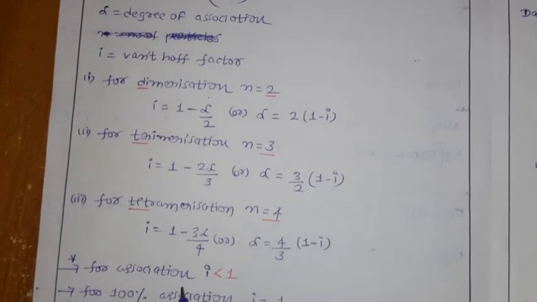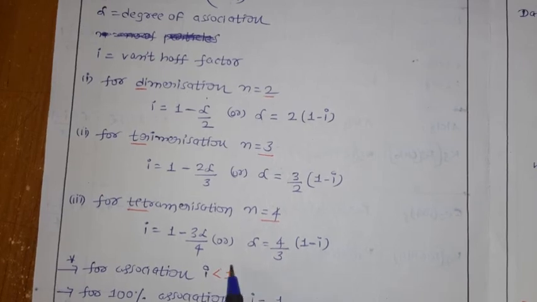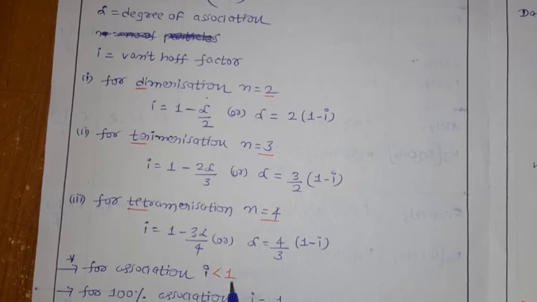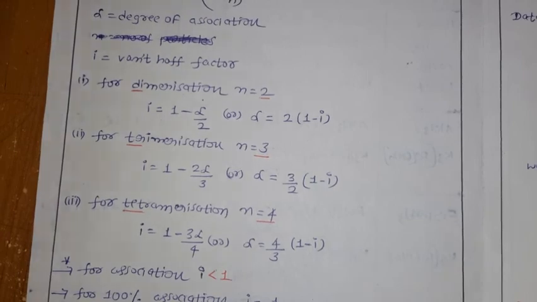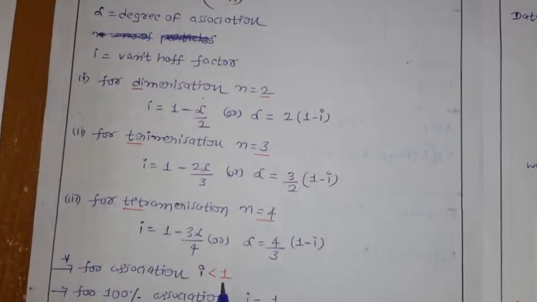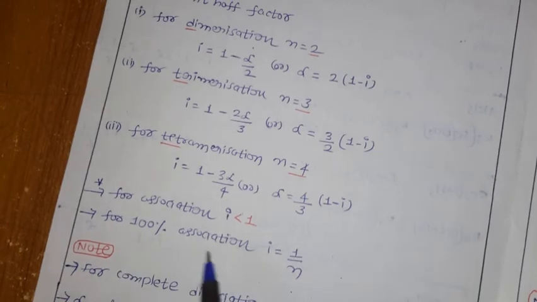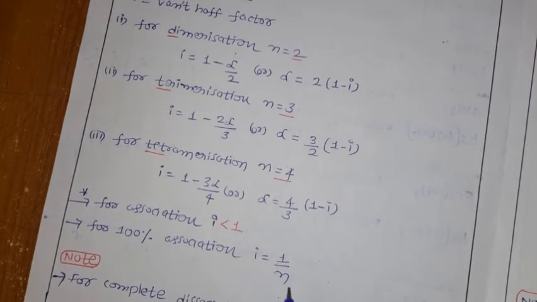So here for association, what happened? The i value is less than 1. For 100% association, the i value is 1 by n. Already we discussed, my value will be less than 1. Why? Because my number of particles is going to decrease. In case of dissociation, what did we say? The Van't Hoff factor i is greater than 1. But here for association it is less than 1. For 100% dissociation, alpha equals 1, then i equals n. Here for 100% association, i equals 1 by n.